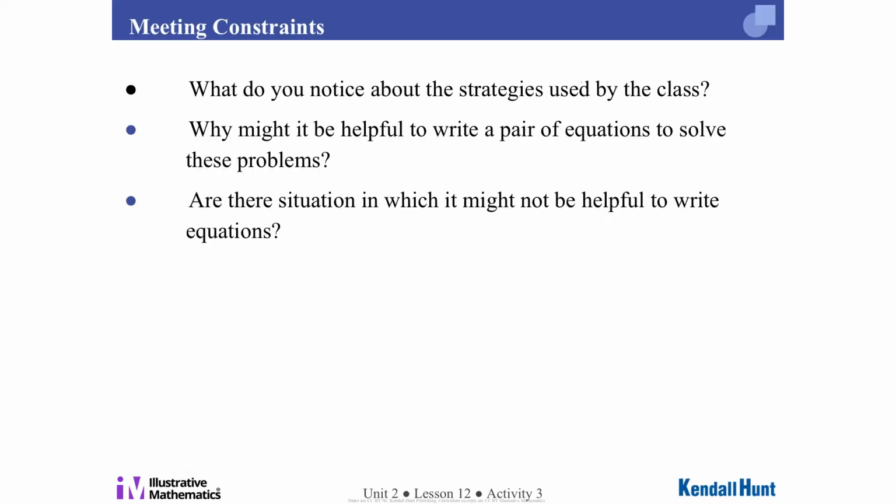Number 2 is graphing. In meeting the constraints, what do you notice about the strategies used by the class? You remember that we used graphing as one of our strategies, as well as substitution. Each of these shows where the solution happens for both lines. Why might it be helpful to write a pair of equations to solve these problems? We can easily set them equal to each other and find out what our x value or our y value is. We can also graph them, and we can see where they intersect.